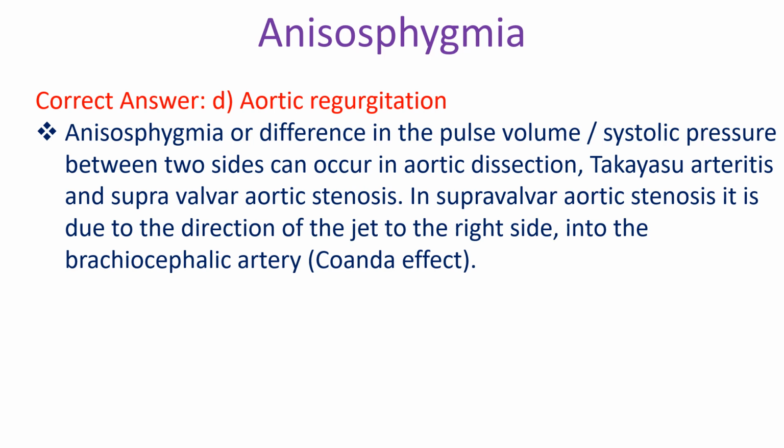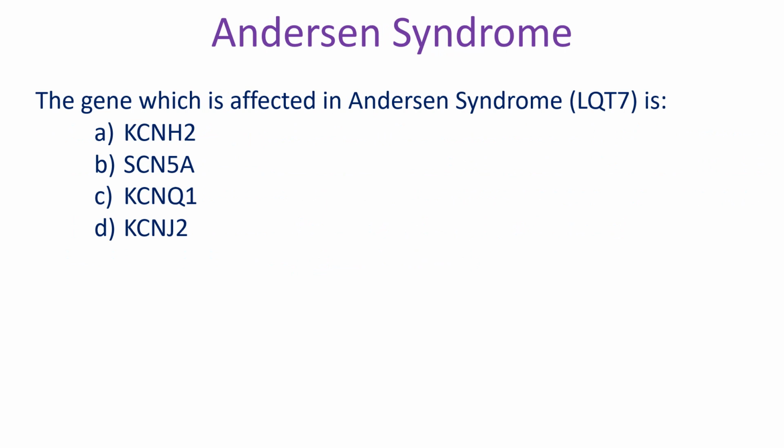Aortic regurgitation. Anisosphygmia, or difference in the pulse volume or systolic pressure between two sides, can occur in aortic dissection, Takayasu arteritis and supravalvular aortic stenosis. In supravalvular aortic stenosis, it is due to the direction of the jet to the right side into the brachiocephalic artery, the Coanda effect.